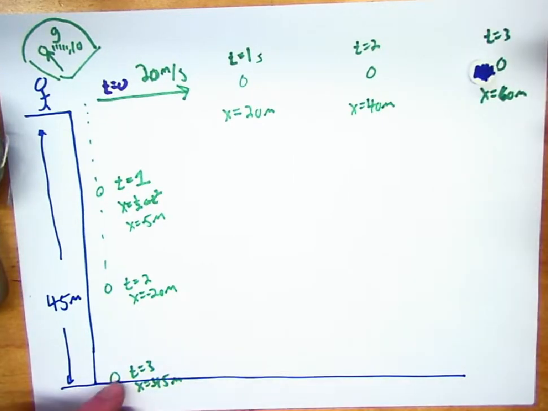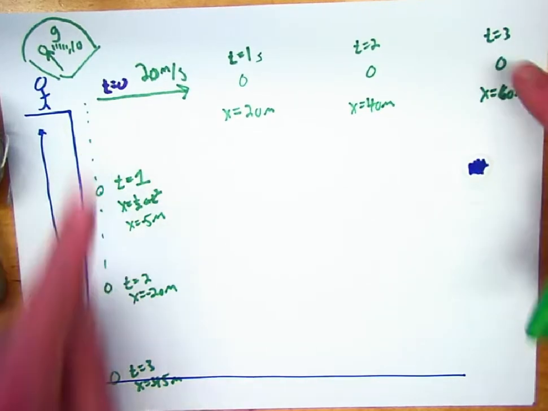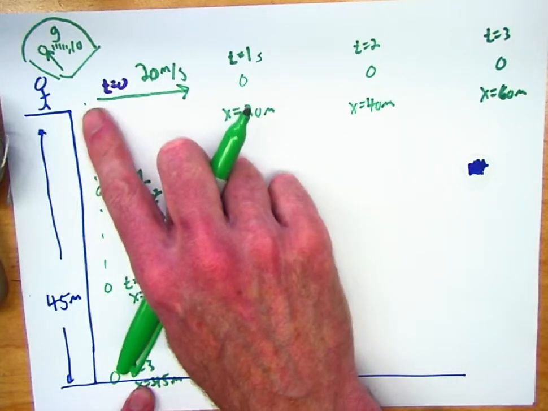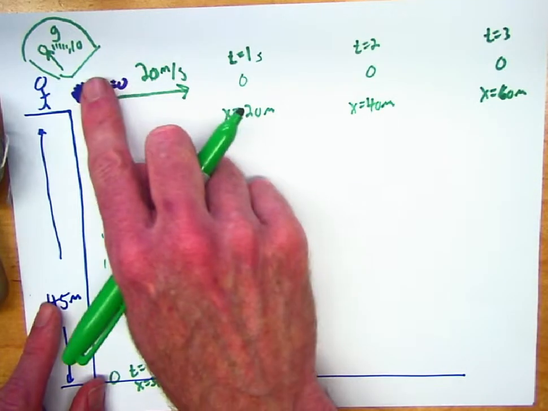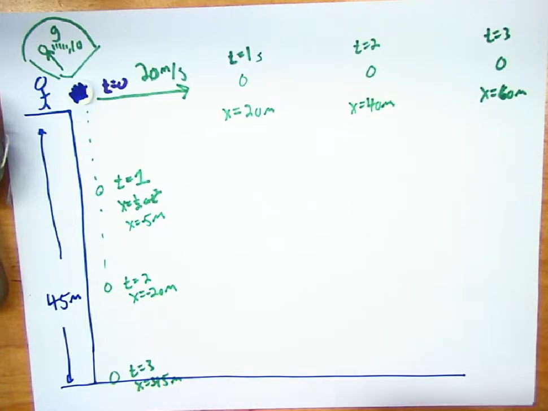So obviously not to scale here. This was 60 meters here, and that's 45 meters there, so not to scale. But anyways, it works. Let's bring the Altoid back. And then now we're going to combine those two things together.